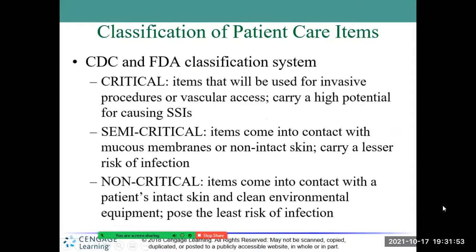All right, so there are 3 classifications for patients. Critical is the number 1, and this is going to be used for those with a high potential for causing an SSI. It could be an invasive procedure or vascular access. So if you're in a vascular case, you're directly already in the blood system. So there's a very high potential for you helping contaminate a patient directly into their bloodstream.